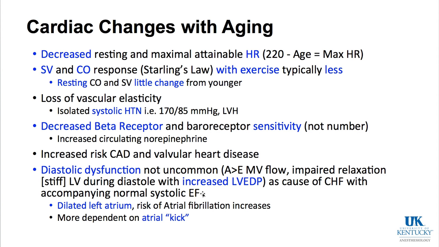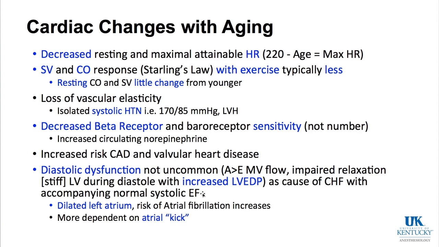They also have a loss of vascular elasticity such that isolated systolic hypertension is not uncommon. An elderly patient, for example, with a blood pressure of 170 over 85 millimeters of mercury would be an example of isolated systolic hypertension. The elderly patients also have decreased beta receptor responsiveness or sensitivity.